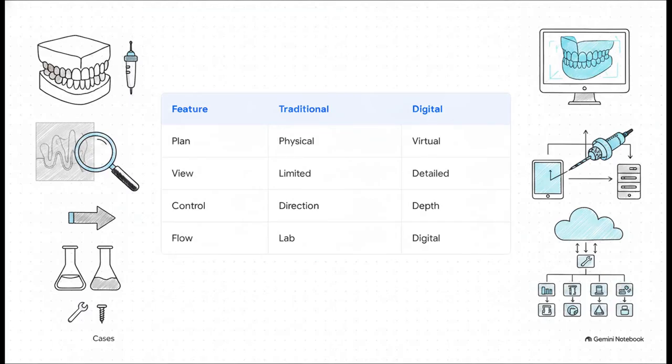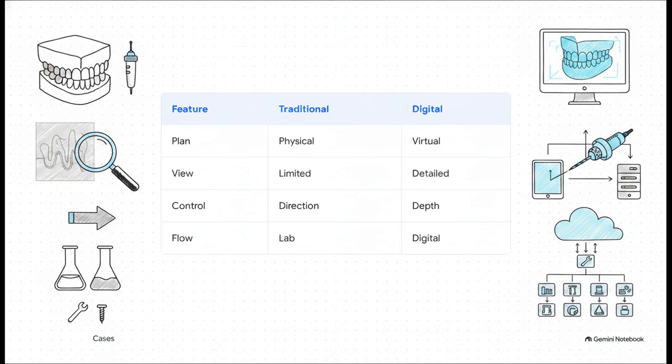When you actually put them side by side, the contrast is stark. You're trading the physical limits of stone models for dynamic virtual 3D planning. For visualization, you're upgrading from limited anatomical detail to a totally comprehensive view of the bone. Most crucially, for accuracy control, you upgrade from just controlling drill direction to locking in exact, predetermined depth and angulation with controlled drilling sequences. Workflow-wise, we shift from being strictly lab-dependent to a digitally integrated system where files are super easy to store or tweak.